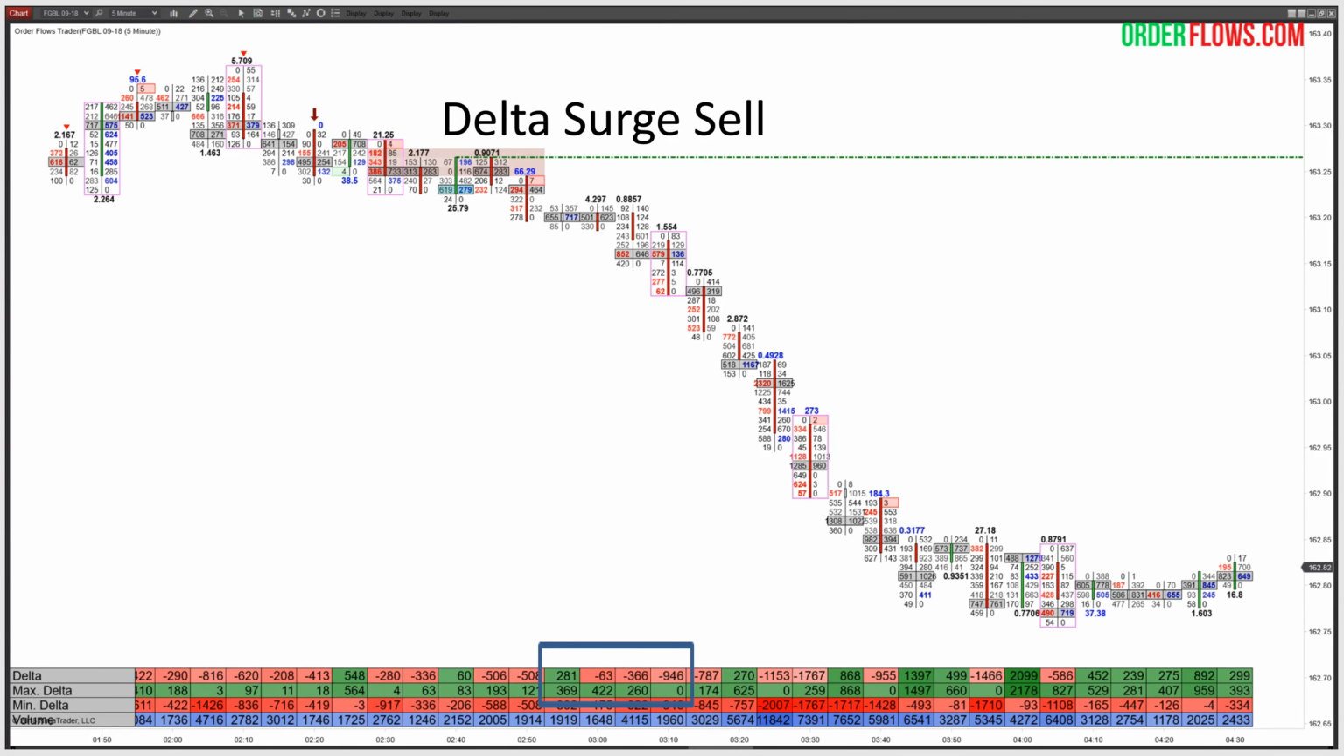Again, delta surge. This is a 5-minute chart here. You can see it, positive 281, minus 63, minus 366, minus 946. You're talking a move from the 163.10 area down into the 162.80 area in the Bunds. And this is a move with no pullback back up here to retrace this area before the market sells off. It's just straight down. Those are the trades that you like to get as a trader.